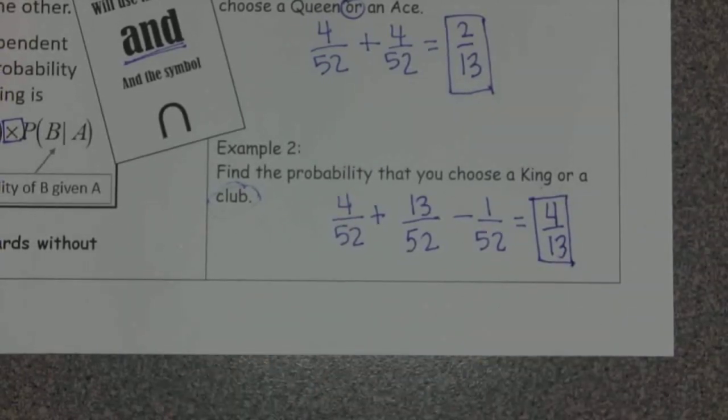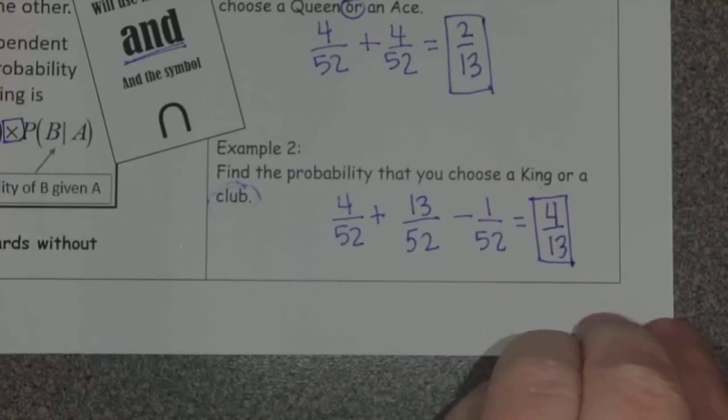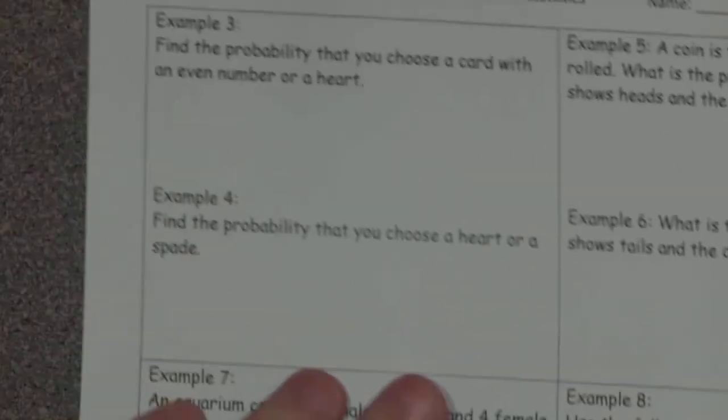Okay, questions on how I did that? Does that make sense that there was an overlap part that needed to be subtracted off? So that's what we're looking for when we're doing those, if there's that overlap that needs to be subtracted, okay? All right, next set of examples on the other side.